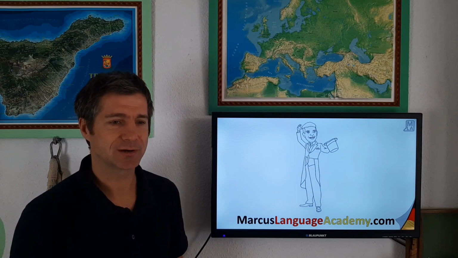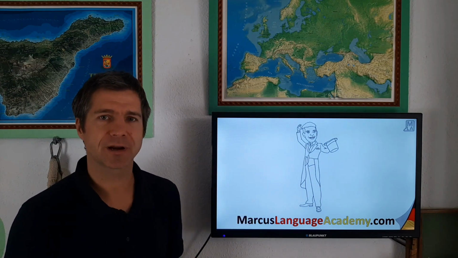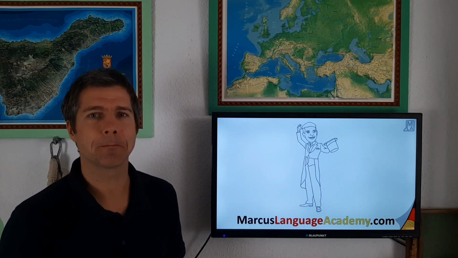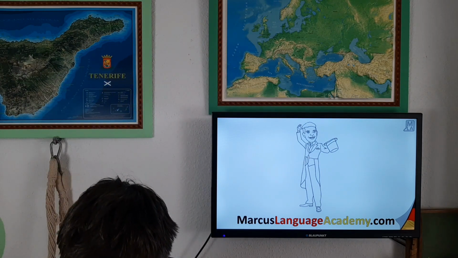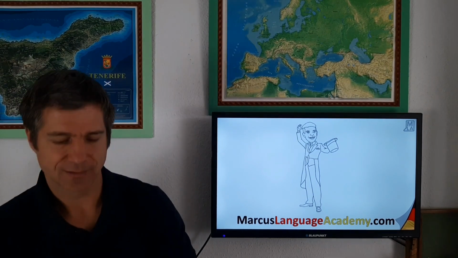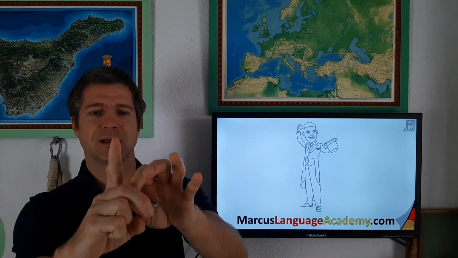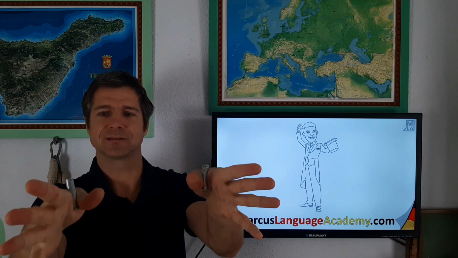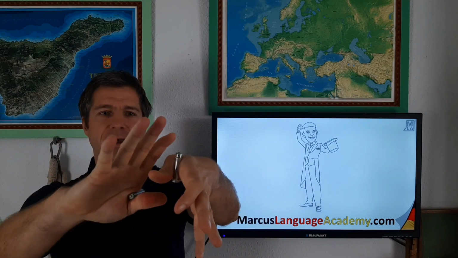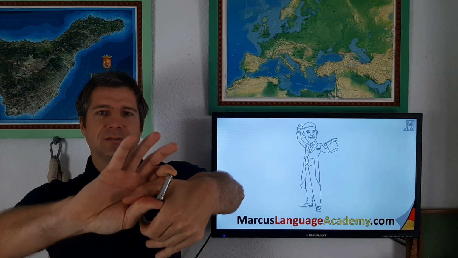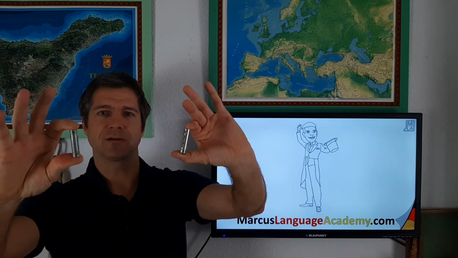I hope you enjoyed the lesson, and like I promised, I have a little surprise for you, and it's a little magic trick. So let's see our magic trick for today. So I have here 2 batteries. I put it in my hand like this. I put it in my hand like this. Okay? And now I just take the 2 batteries and I separate it.